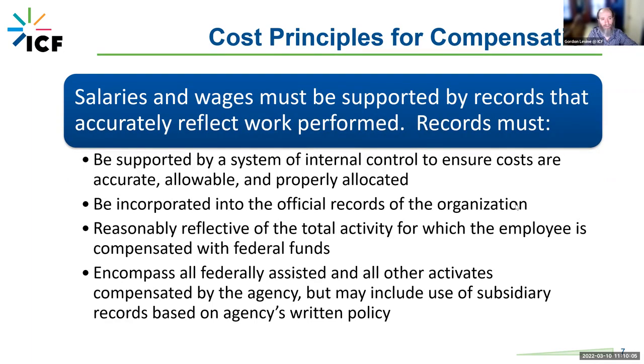So broadly speaking, positions have a percentage of their FTE that is allocated to federal funds. This needs broadly to reflect that. And finally, it needs to encompass all federally assisted and then all other activities that are compensated for by the agency. And that they can incorporate subsidiary records based on the agency's written policy. Generally speaking, what that means is salaries and wages have to have records that accurately describe everything an employee is up to. Mike, you look like you're popping on again.